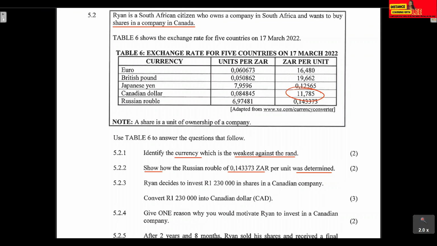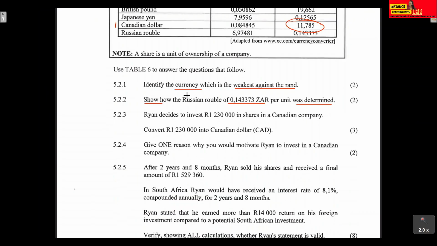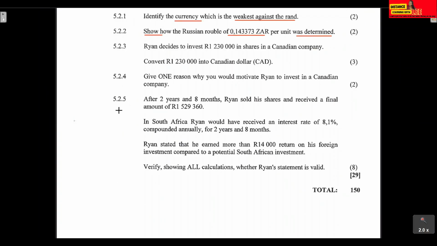For you to get 1 Canadian dollar, you need 11 rand and 785 cents. So that is the reason I would give him, that the Canadian dollar has a stronger currency compared to the rand. And the last question, question 5.2.5.